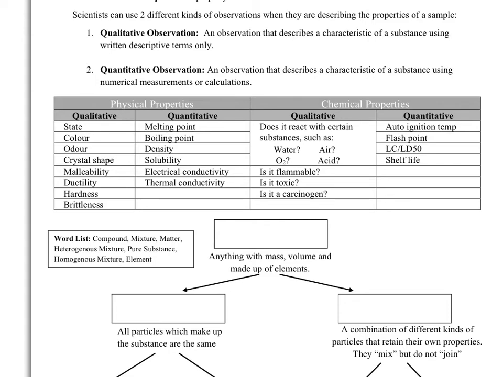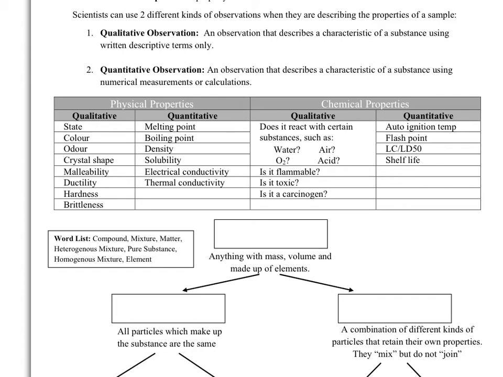Examples of quantitative observations for physical properties are melting point, boiling point, density, which helps us figure out if the object will float or sink, solubility, which is how much it will dissolve, and electrical and thermal conductivity. Whenever you test a substance for one of these, you still end up having the original chemical once you're finished your test. In contrast, chemical properties will alter your substance.